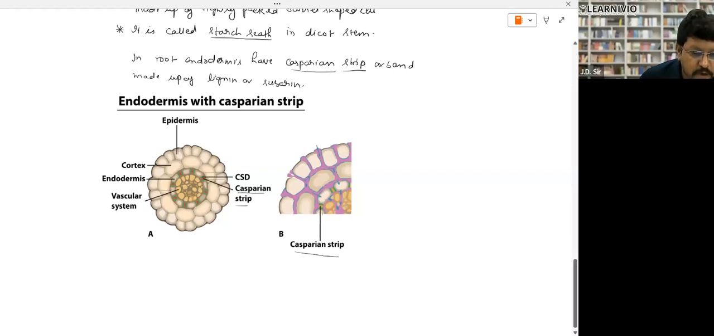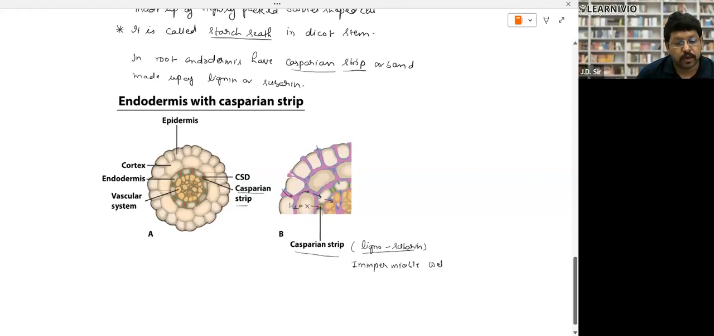Now, what happened? Because of this Casparian strip, water cannot enter from here, right? Then from where the water? Water will come between the cells space from here till here at the cortex. But when it comes to the endodermis, it has to enter inside the protoplasm, then into the xylem. The Casparian strip is made up of lignosuberin, right? And lignin and suberin both are fat compounds and they are impermeable to water.